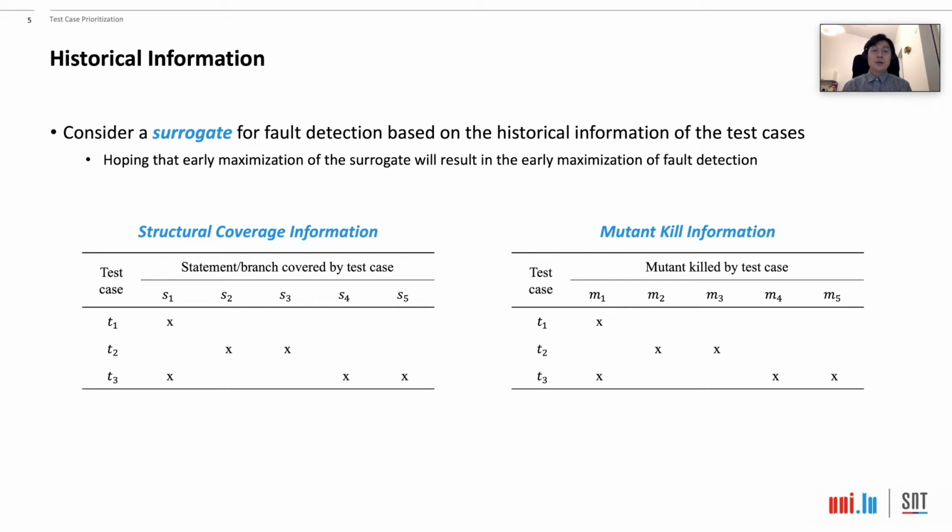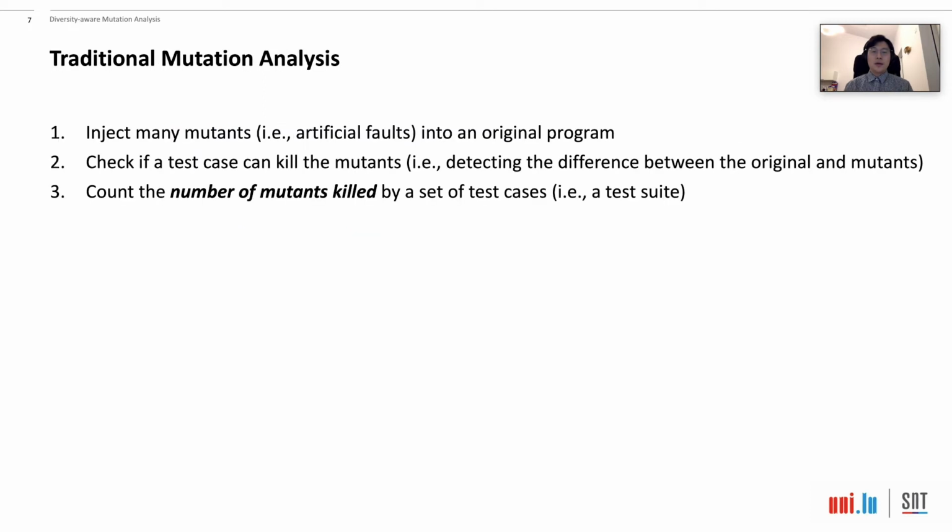The example surrogates include structural coverage such as branch or statement coverage, or you can use the mutant kill information. Considering the coupling effect between mutants and real faults, it makes sense to use the mutant kill information instead of the real fault detection information. However, there is an issue called traditional mutation analysis.